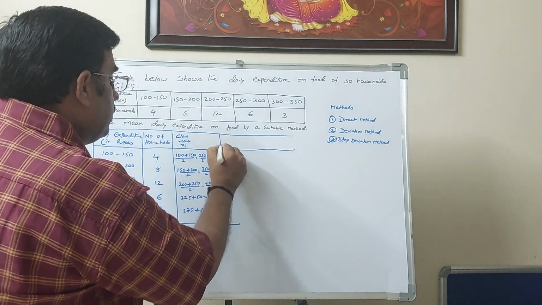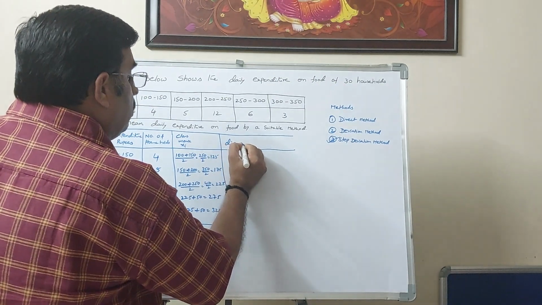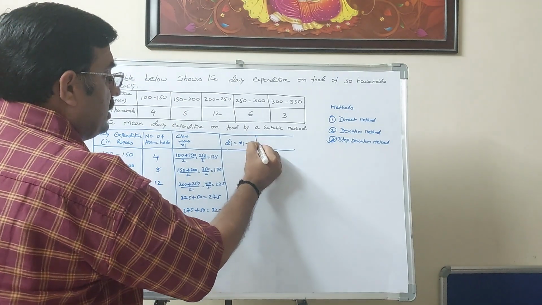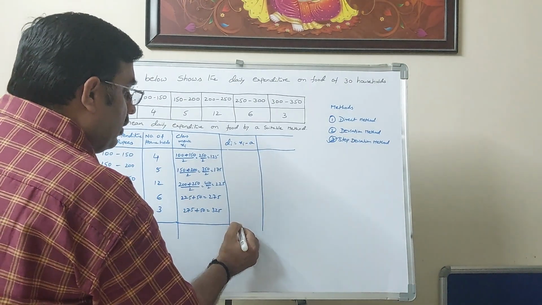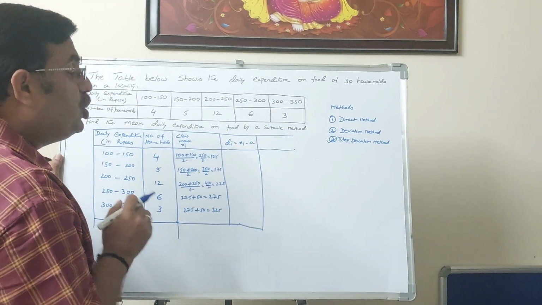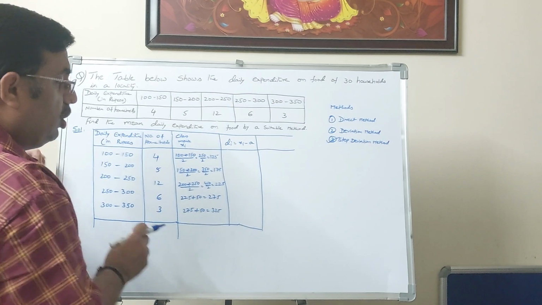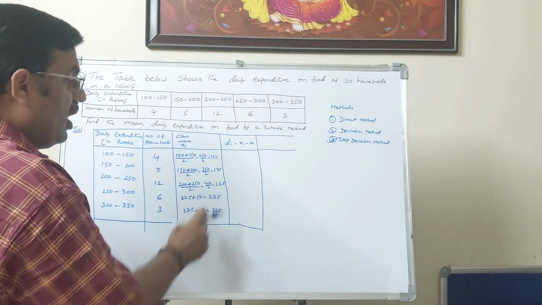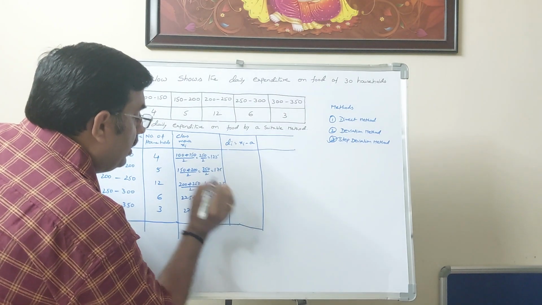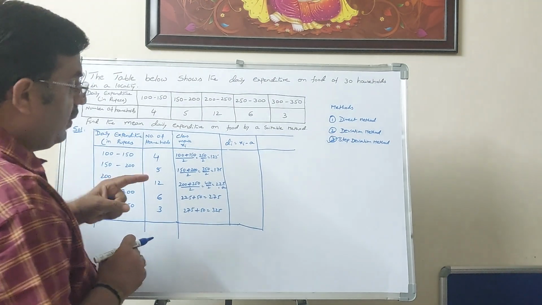What you have to get next is di. di is equal to xi minus a. So how do you get di? xi minus a, where xi is this one. And a is called the assumed mean. In these class marks 125, 175, 225, 275, 325, you can take any value as the assumed mean. So here I am taking 225 as the assumed mean.